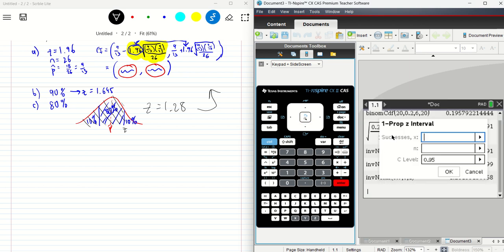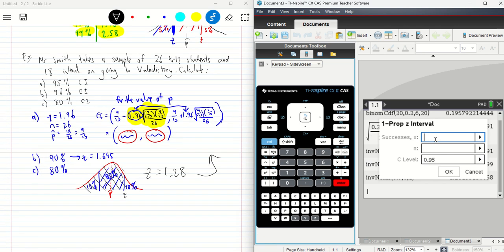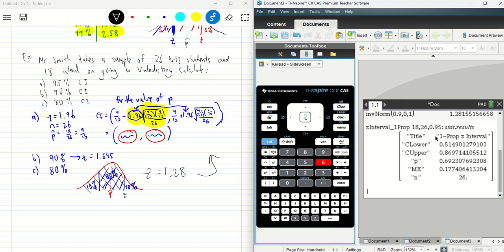Okay. And so what you need to put in is your number of successes. Here, the number of successes was 18 successes out of 26. Can you see how it's not asking me for p-hat? It's asking me for number of successes. But it was 18 out of 26. That's what we want. And the confidence level was, let's say, 95%. It's already there, 95%. And it gives you your lower and your upper. And so what it's saying is that it thinks that the population proportion is somewhere between 0.514 and 0.8697 with a confidence of 95%.